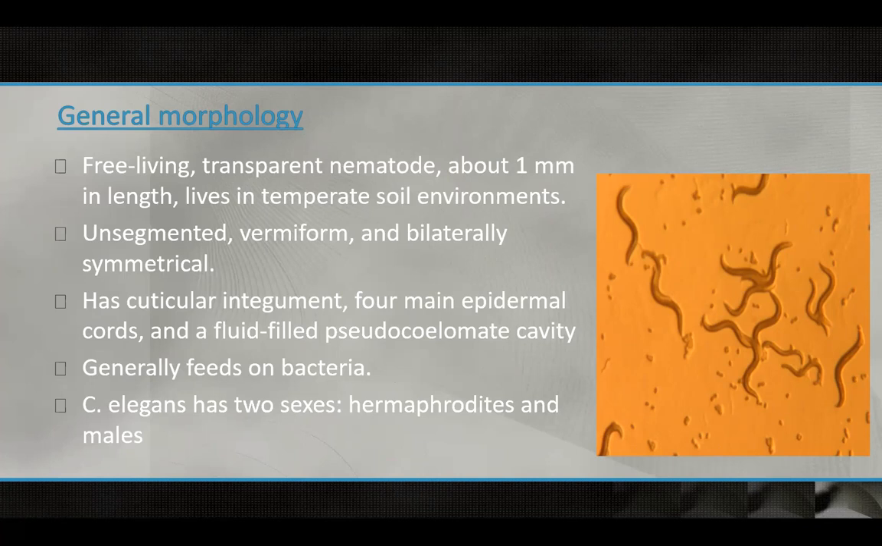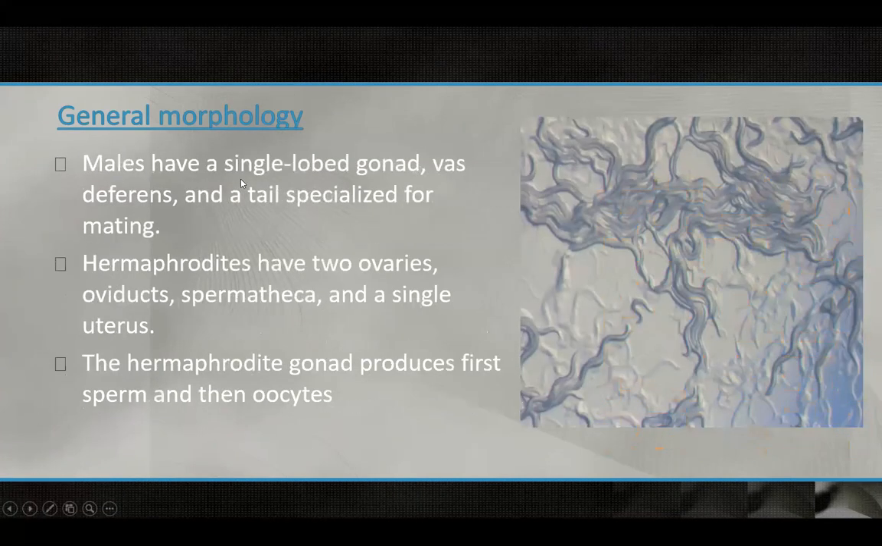C. elegans are hermaphrodite organisms. That means they have both male as well as female reproductive organs present within the same organism, and can even be males. Okay. Next. Males have a single lobed gonad, a vast difference, and have a tail specialized for mating. So they have a tail through which they perform a specific function in the case of mating.